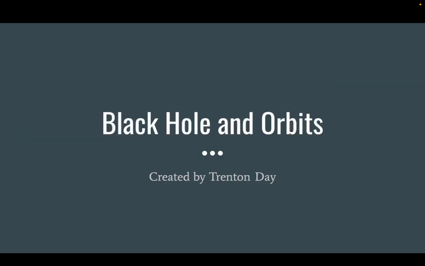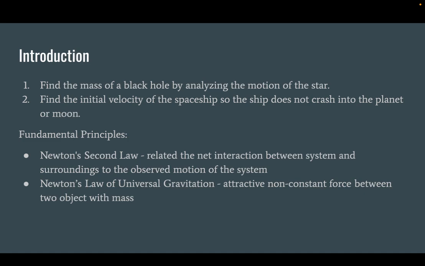Okay, this is my slideshow for Lab 3 for black holes and orbits. In this lab, we had to use Ghost and we were given two different starter codes. One was with a black hole and a star, where we had to find the mass of a black hole by analyzing the star's motion.